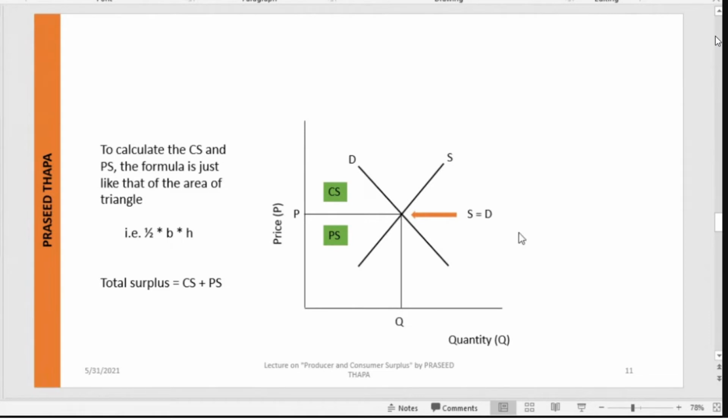This is all the theoretical information on what the producer surplus and the consumer surplus are all about. Now the time is yours. I will allow you a minute or two to ask if you have any further questions.